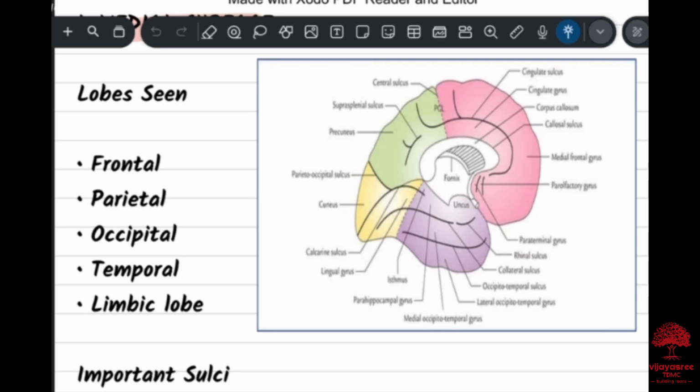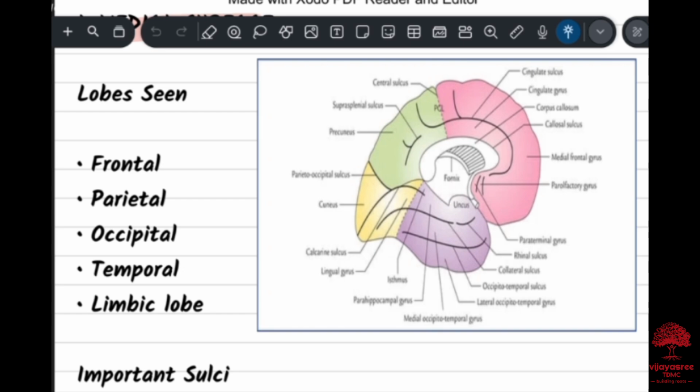Then comes the lingual gyrus, which forms areas number 18 and 19. That is a visual association cortex. Its function is interpretation of vision. Then comes the uncus. This is the uncus here. The uncus is areas number 28 and 34. That's the primary olfactory cortex. The function is smell.